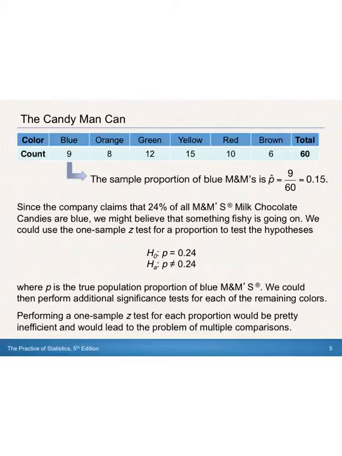And we can perform that one sample z-test for each proportion, but that's going to be inefficient, and it could lead to the problem of multiple comparisons where we have so many opportunities to get a type 1 error that it's really not very accurate. So we have to have a different method when we're looking at categorical data.